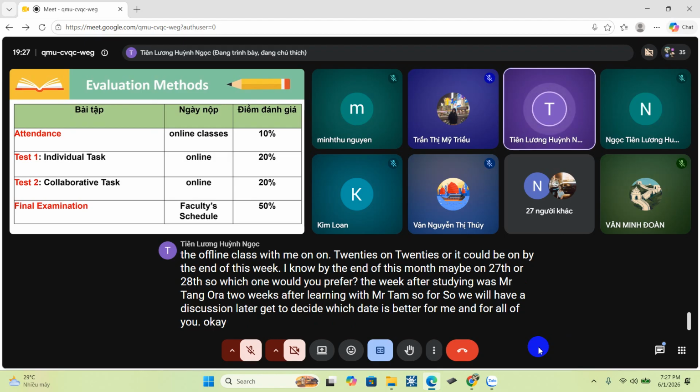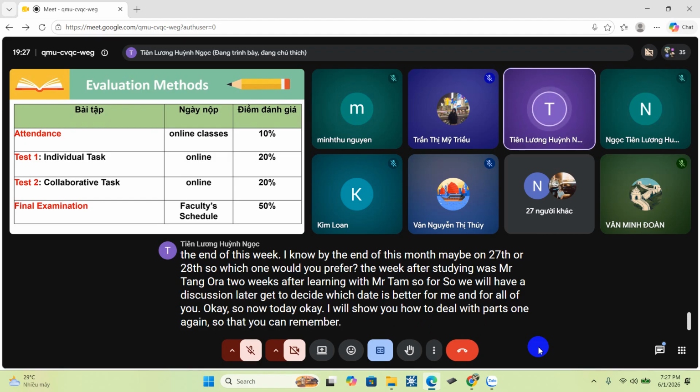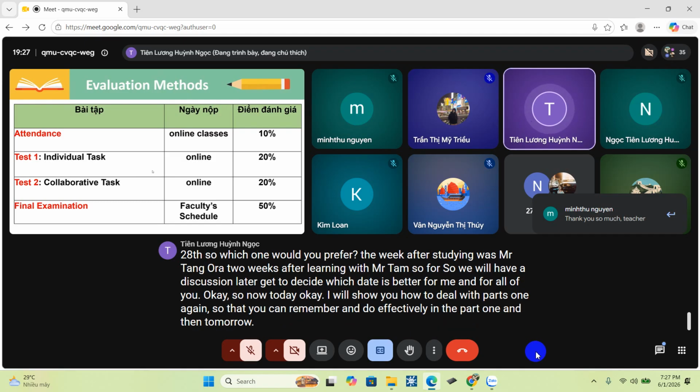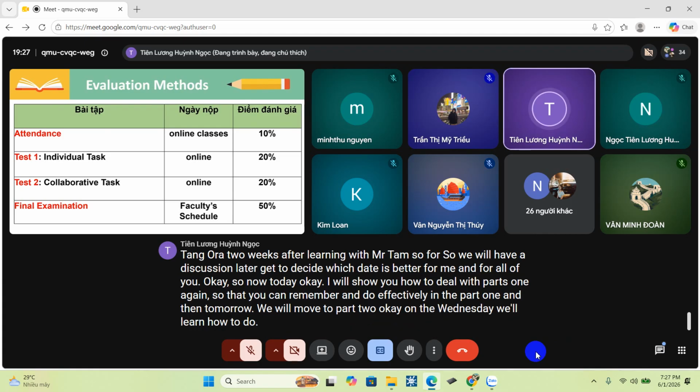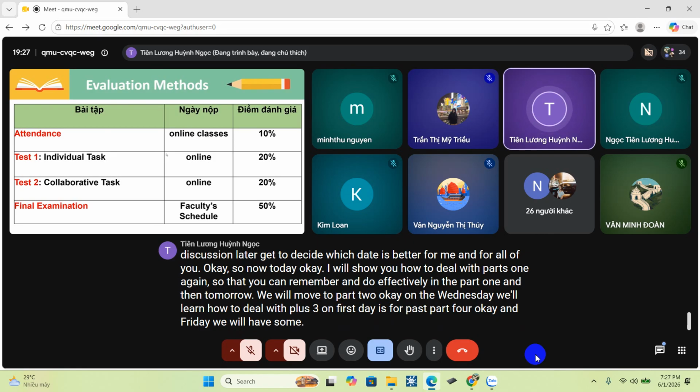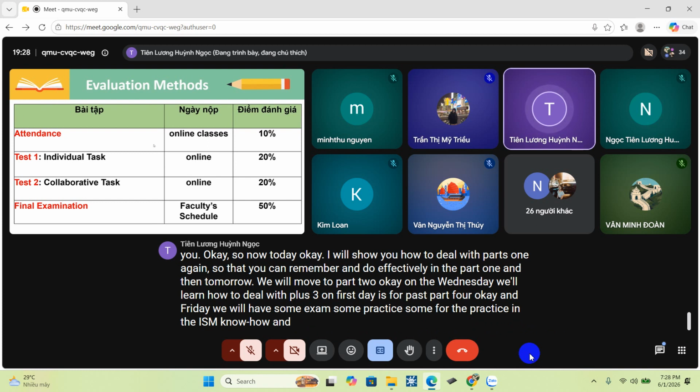Okay. So now, today I will show you how to deal with part one again, so that you can remember and do it effectively in part one, and then tomorrow we will move to part two. On Wednesday we'll learn how to deal with part three. On Thursday is for part four. And on Friday we will have some further practice in exam know-how and exam practice.